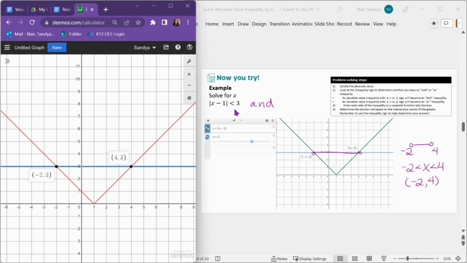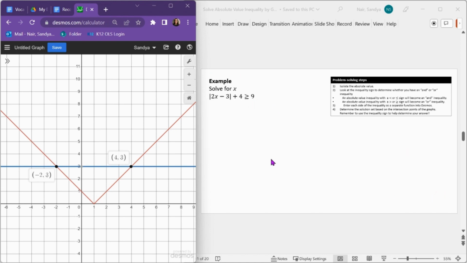And notice that this is a less than sign, so it's going to be an and inequality. And because it's a less than, I'm going to have open circles at both endpoints. So if I graph this out, it looks like this. I have -2 less than x less than 4, which is also represented by the interval from -2 to 4. And remember, I need open parentheses at both endpoints because they're not included.